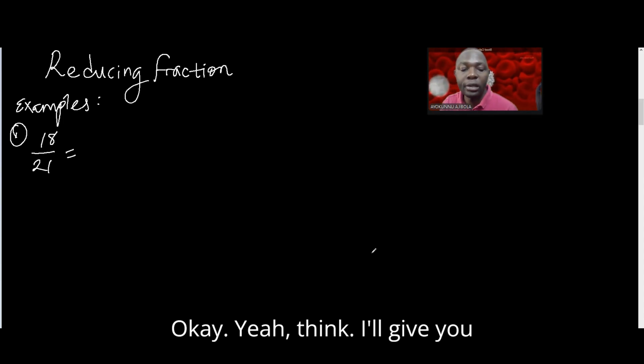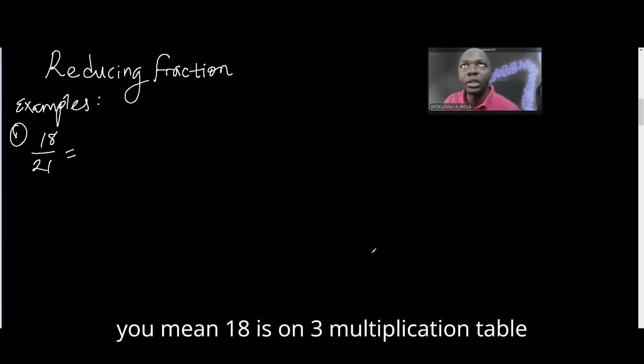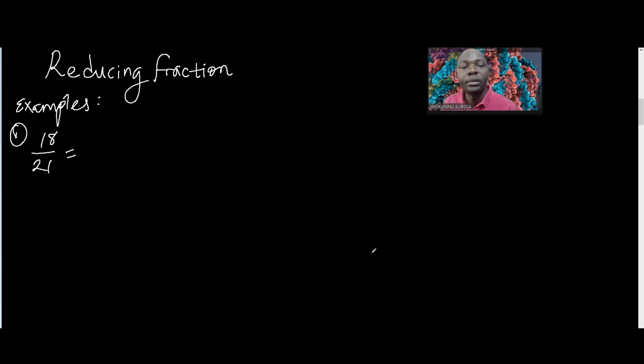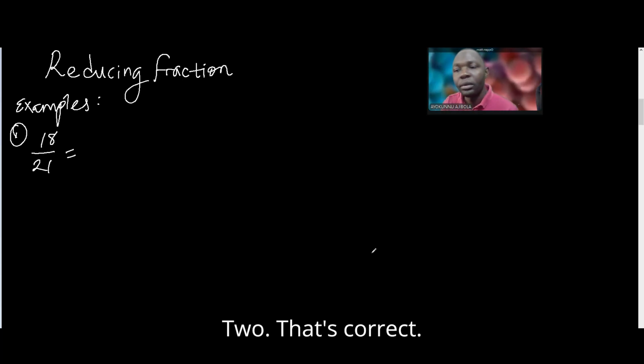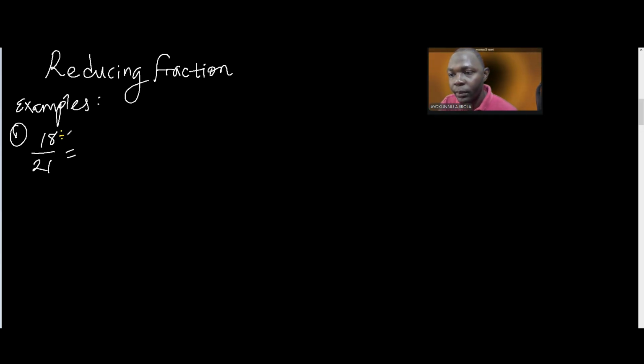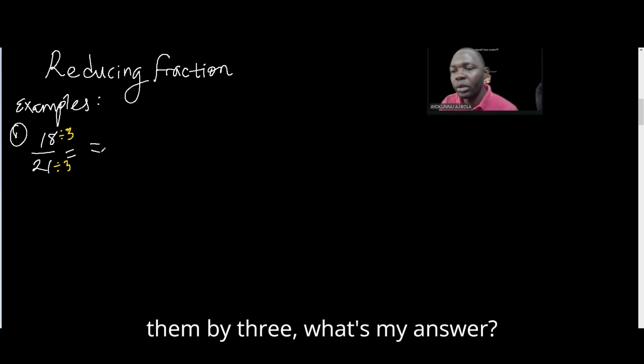Okay, let's think about it this way. You think of a number that both 18 and 21 are on its multiplication table. Yeah, think. I give you 7 seconds. 3. Oh, you mean 18 is on 3 multiplication table and 21 is also on 3 multiplication table? Is that what you're telling me? Yeah, that's correct. So, what number do you say I should use to divide both of them? 3.